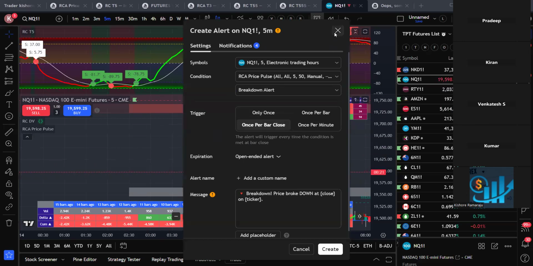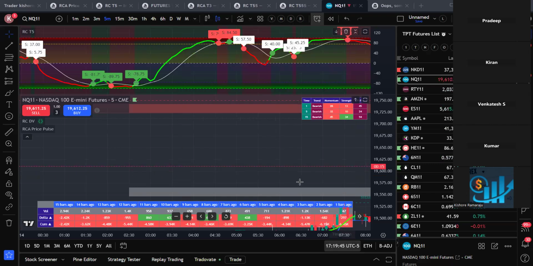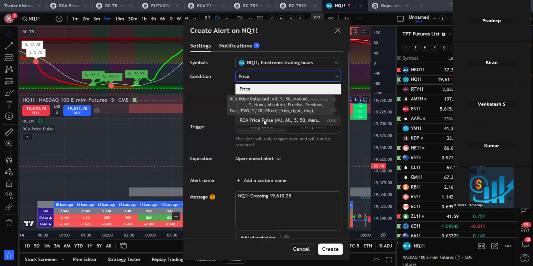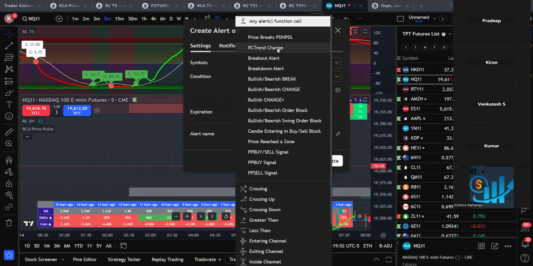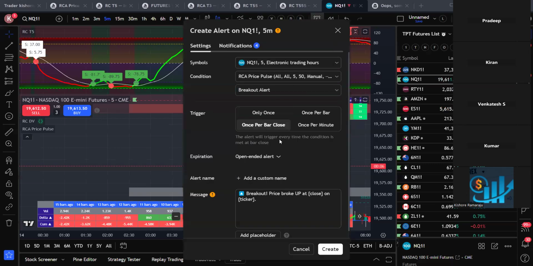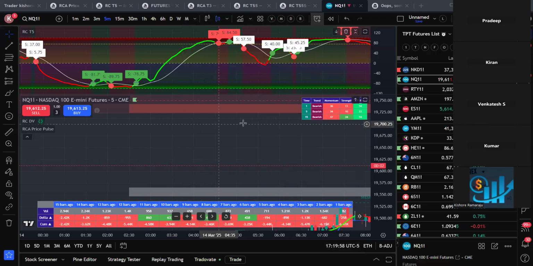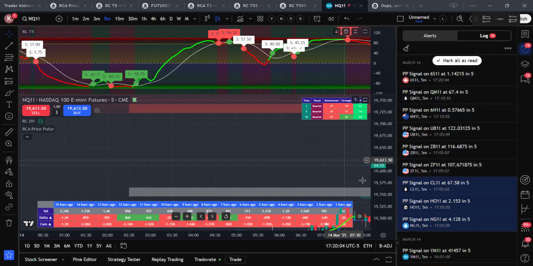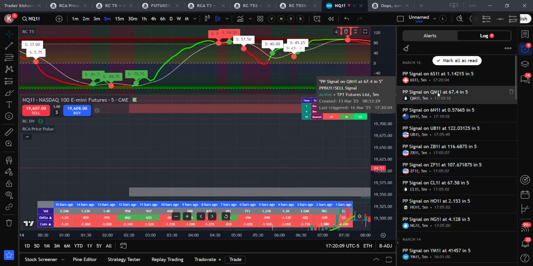So if you want to trade NQ in the US hours, you can go and put a notification. In the same way, I can say Price Pulse breakout alert. That means if it goes above the blue box, it is a breakout. If it goes below the blue box, you will get a breakdown. Whenever you receive such a notification, there can be a huge move upside or downside. So you can create that notification on different tickers.